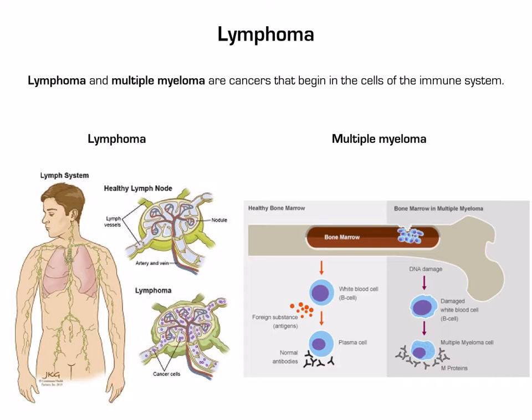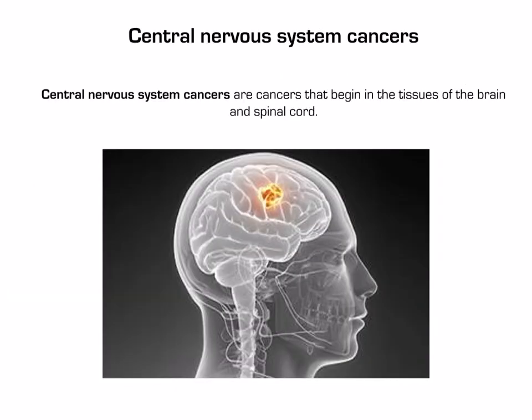Myeloma occurs when plasma cells grow abnormally and become myeloma cells. Myeloma cells build up in the bone marrow and form tumours in one or many bones of the body. Central nervous system cancers are cancers that begin in the tissues of the brain and spinal cord.